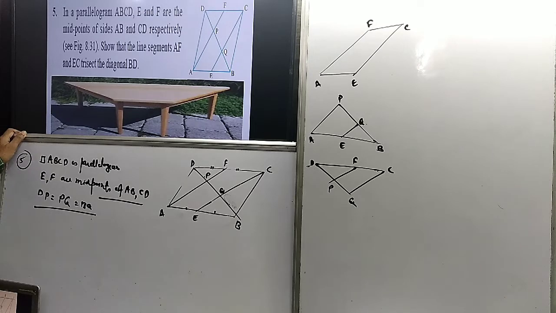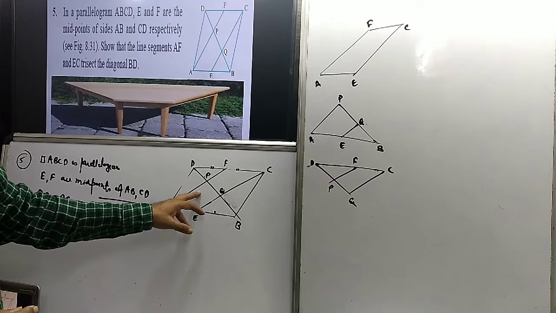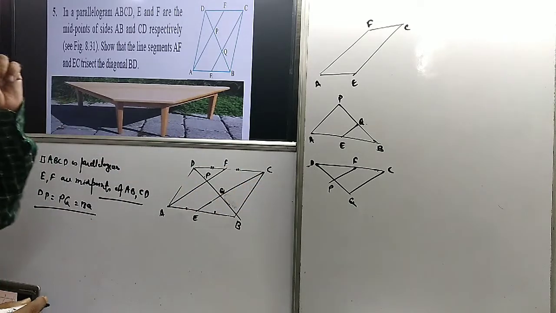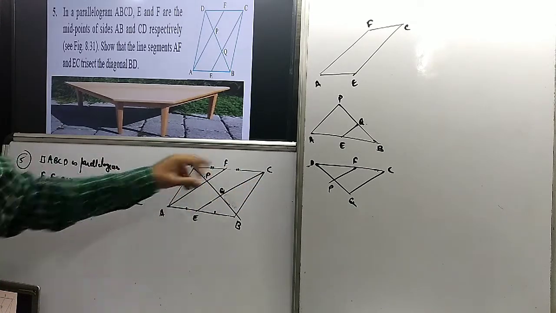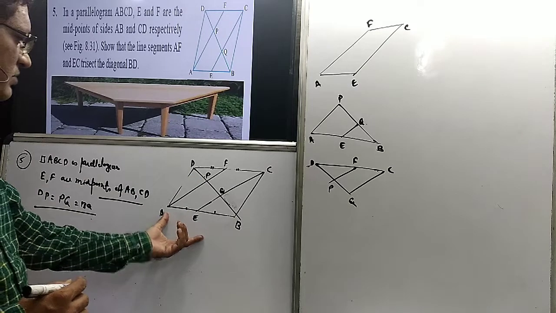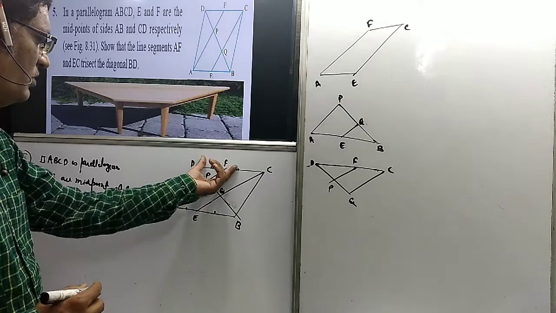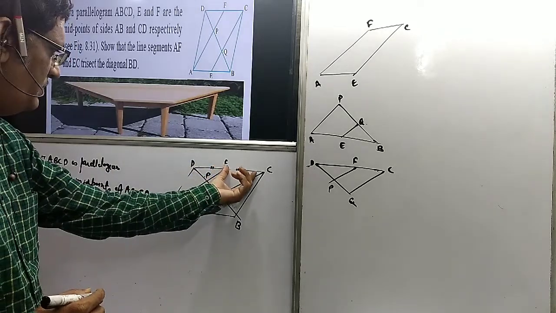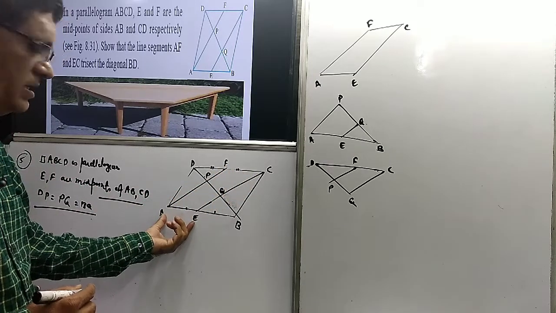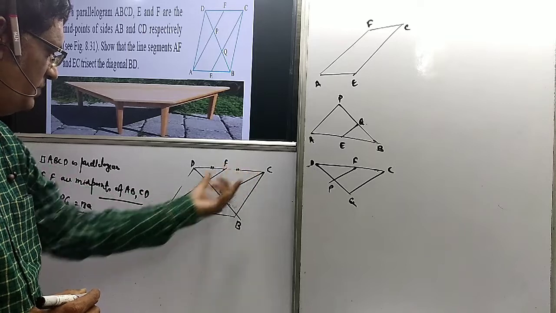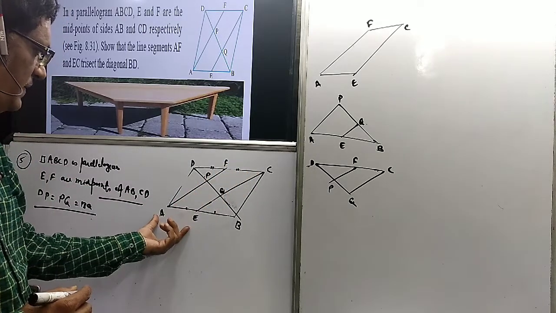For that, what we do. First of all, we know that ABCD is a parallelogram, so AB equals CD. If AB equals CD, then half of AB equals half of CD. Why am I saying half of AB? Half of AB is AE and half of CD is CF.